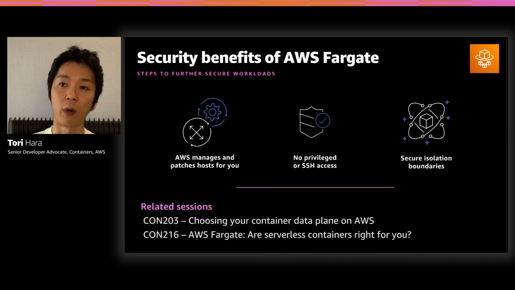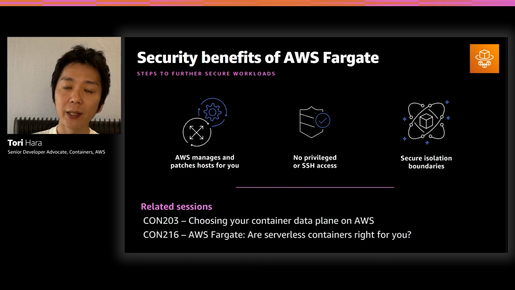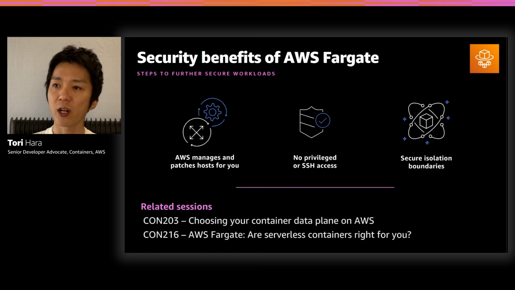And AWS Fargate. So Fargate is a serverless compute engine for containers that works with Amazon ECS, and it removes the need to provision and manage servers and allows you to focus on building your applications. But it also gives you security benefits by its nature. I believe it's worth watching these breakout sessions to understand how AWS Fargate can help you.